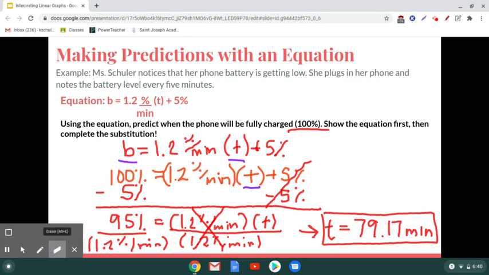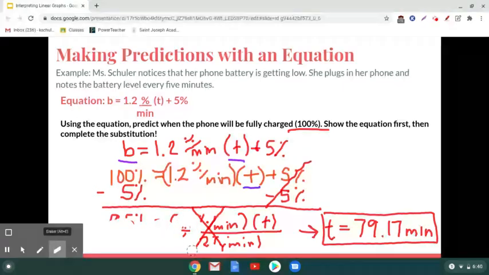All right, let me go ahead and erase this. And then I'll give you the steps to do on the next one.